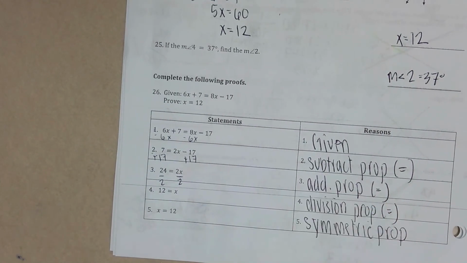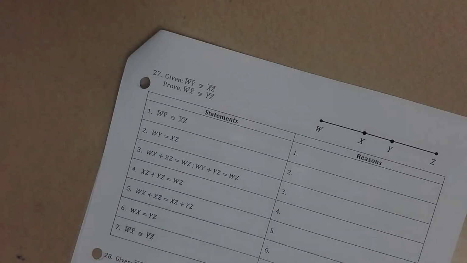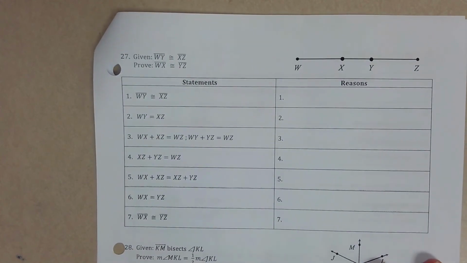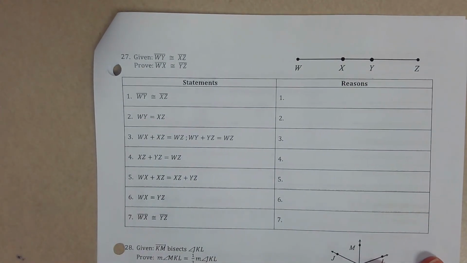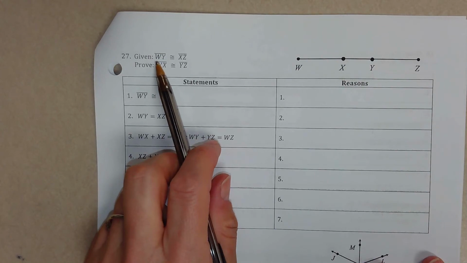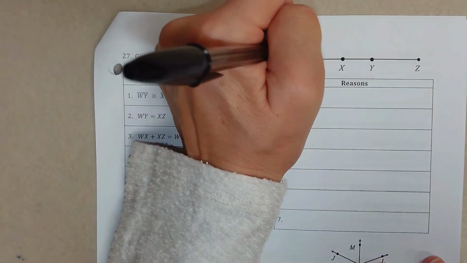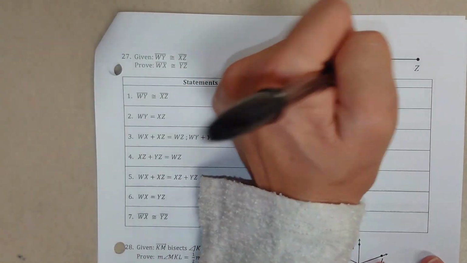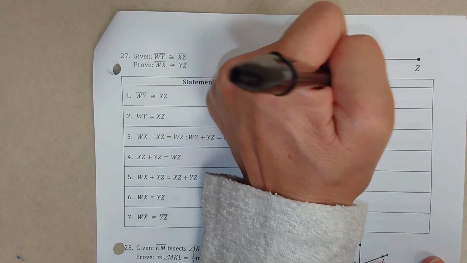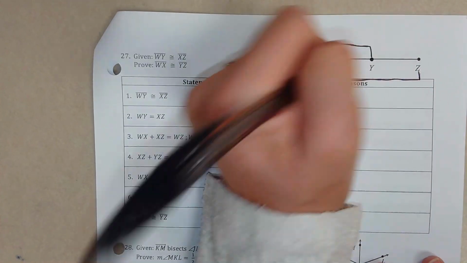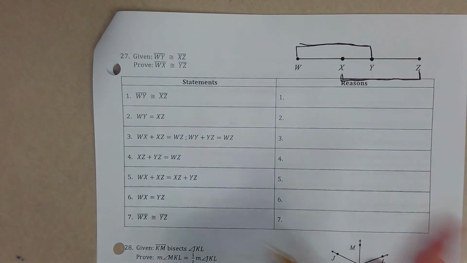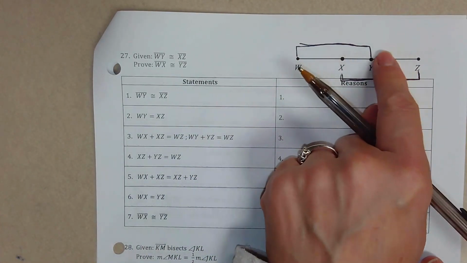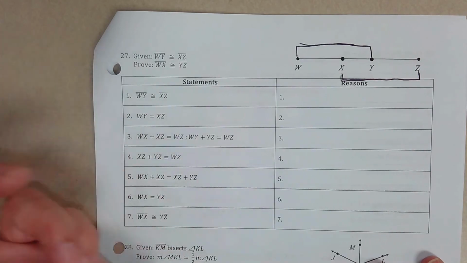All right. Over we go. Okay, so this is a very tricky proof. It's harder than anything that you'll see on your test, I think. So given that WY, which is right here, is congruent to XZ, so these two are congruent to each other. We want to prove that WX, this piece right here, and YZ, this piece right here, are congruent to each other.